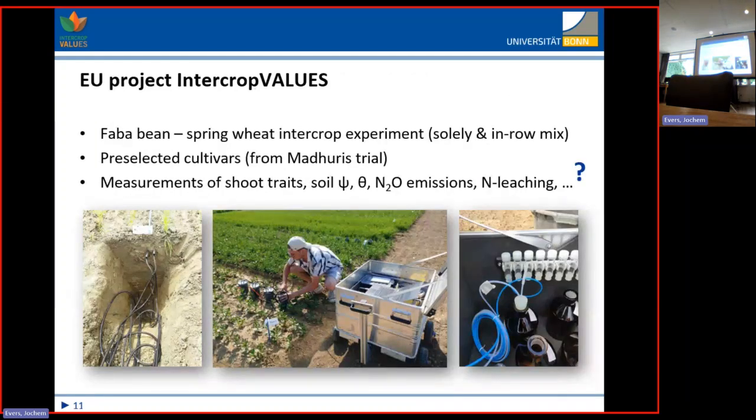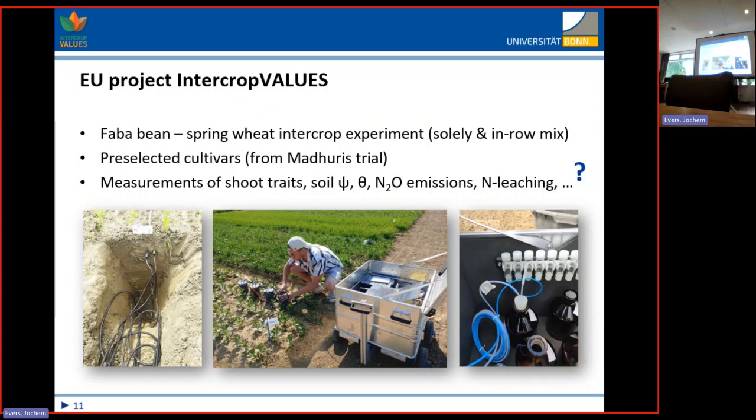So we are one of the partners that conduct one of these experiments, and we were quite over-motivated, so we do a lot of measurements. We have, again, the same species, fava bean and spring wheat, and we did it on purpose because we selected 2 cultivars that we identified as being quite different in performance. One of the cultivars performed well under dry conditions and one performed well under wet conditions. And so this is what I meant with the pre-selection from root dry.